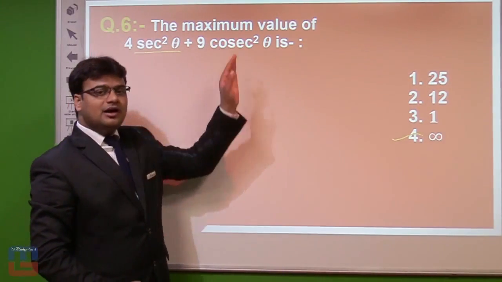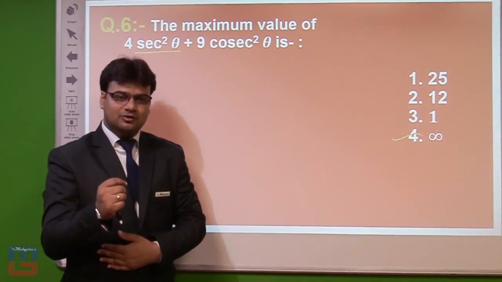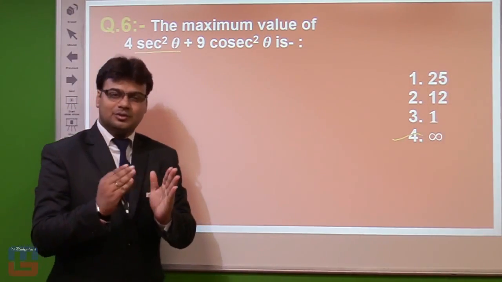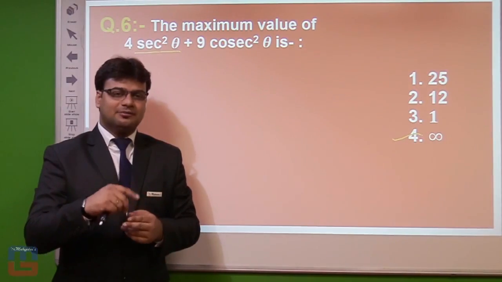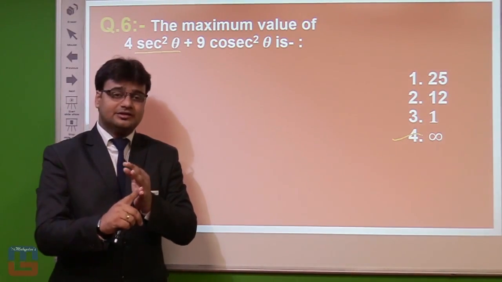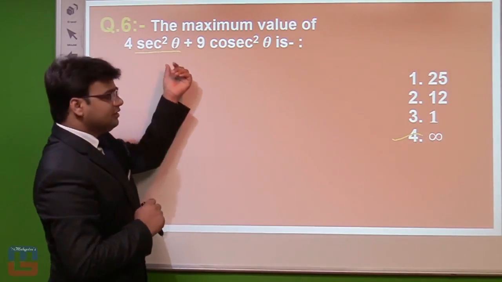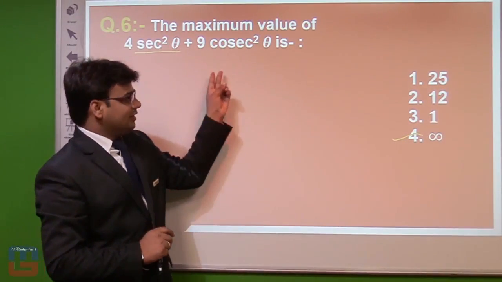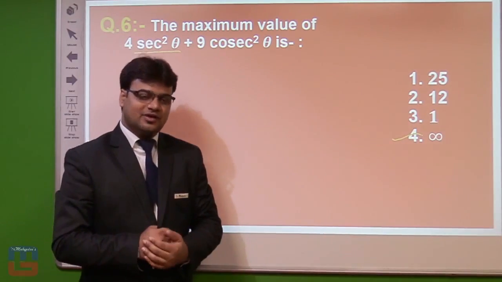Here sometimes questions mostly ask for minimum values, then we are required to find the minimum value. Using the properties of trigonometry, sec square theta we write as 1 plus tan square, and cosec square we write as 1 plus cot square. In this way we get 25 for the minimum value, but here what is required is the maximum value, so the correct answer is infinite.